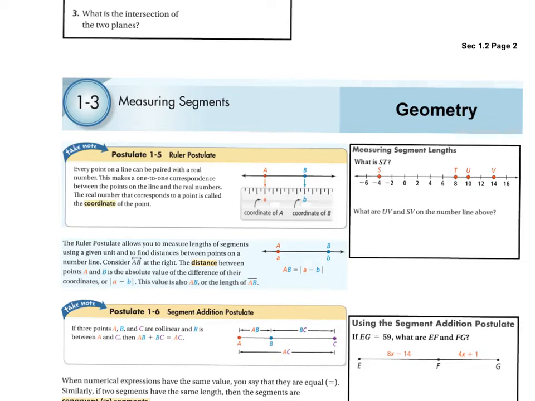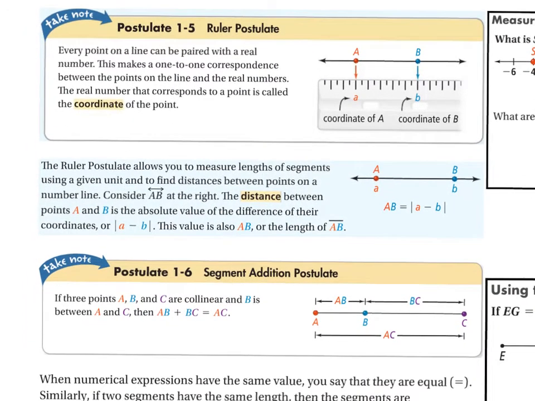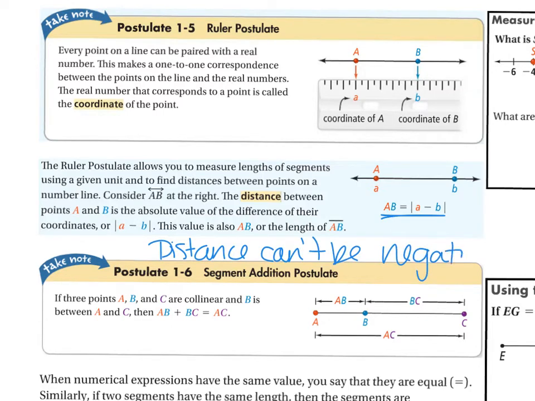All right, so section 1.3 is all about measuring segments. The first postulate is the ruler postulate, letting you know that you could use a ruler, or sometimes a number line, to measure the distance between points, or the coordinate of a point, or how far apart they are. They give you this fancy formula, but one thing to remember is distance can never be negative, and that goes forever.